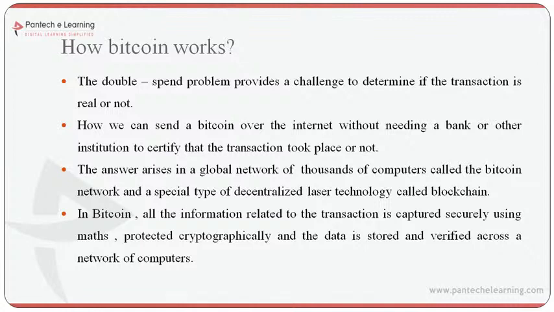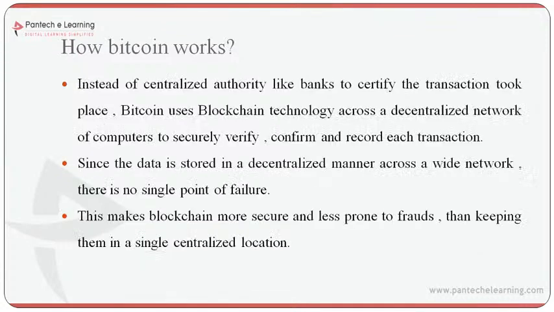The data is protected cryptographically by employing various cryptographic techniques. Whatever transactions are carried out are stored in the blocks, protected using various cryptographic techniques, and stored across a network of computers. This is called blockchain. So this is how Bitcoin works.